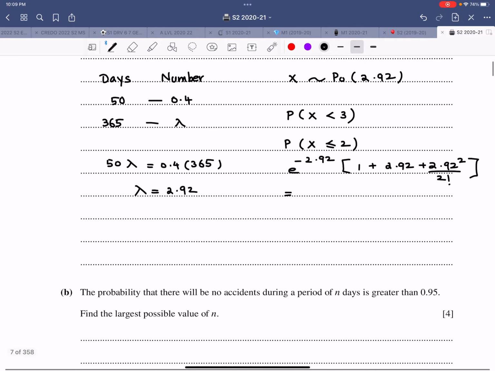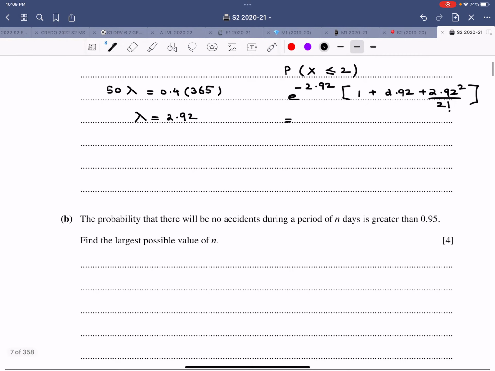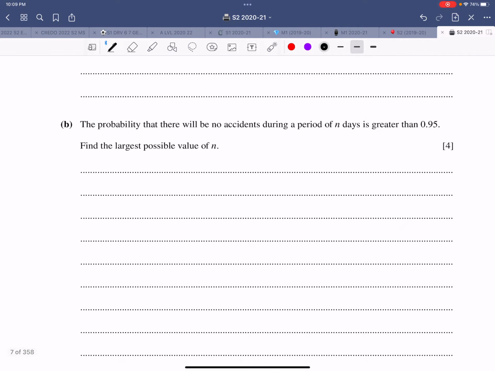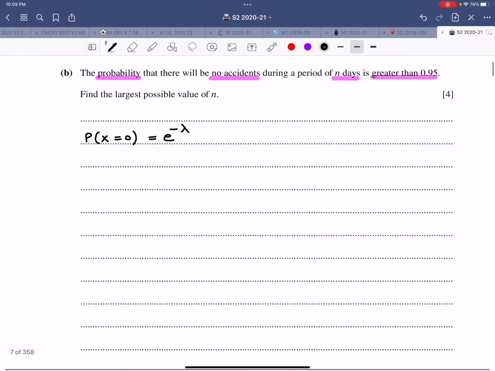Now let's move to the second part. What does it say? The probability that there will be no accidents during a period of n days is greater than 0.95. First of all, let me write this. Probability X is equal to 0 is simply e raised to the power of minus lambda.